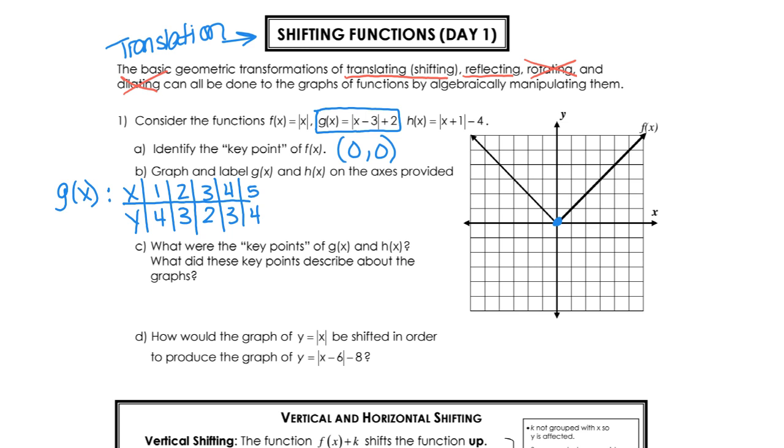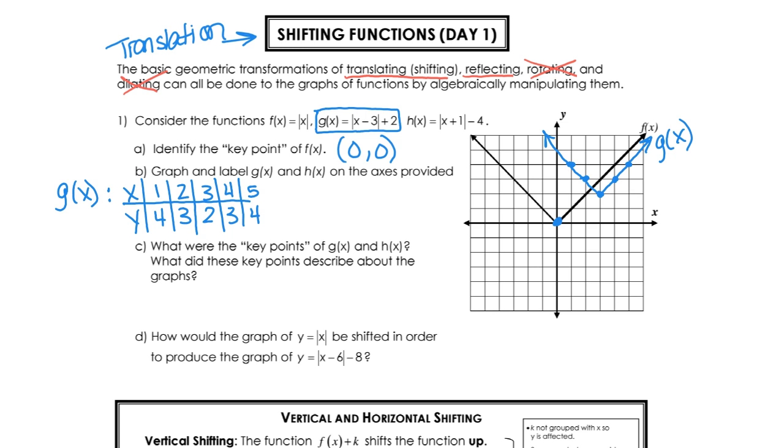So 1, 4, 2, 3, 3, 2, 4, 3, and 5, 4. If I had a nice straight edge, I would use it. I'm going to try to draw the best straight line possible. And there is g of x, and we're going to make sure we label it.